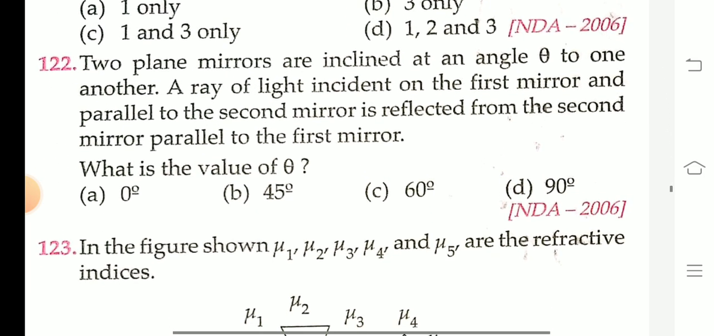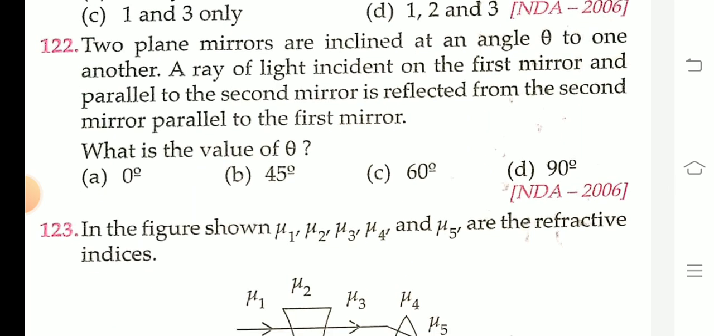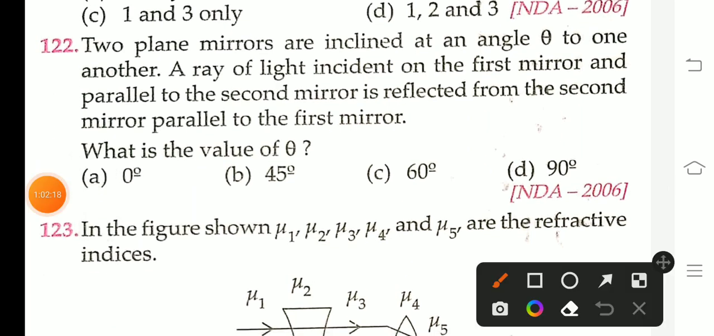Next, two plane mirrors are inclined at an angle theta to one another. A ray of light incident on the first mirror and parallel to the second mirror is reflected from the second mirror parallel to the first mirror. What is the value of theta? Right answer will be option C, 60 degrees.